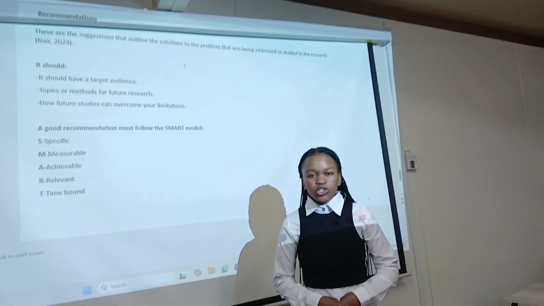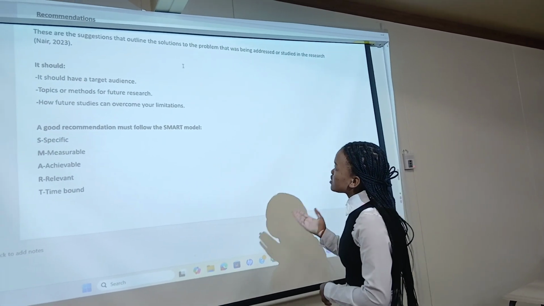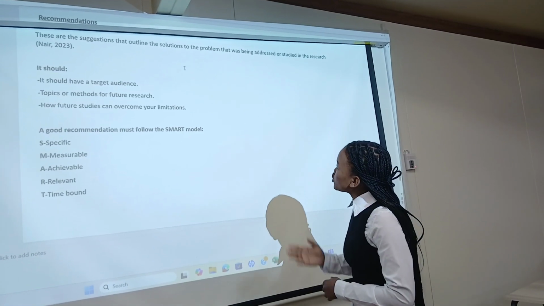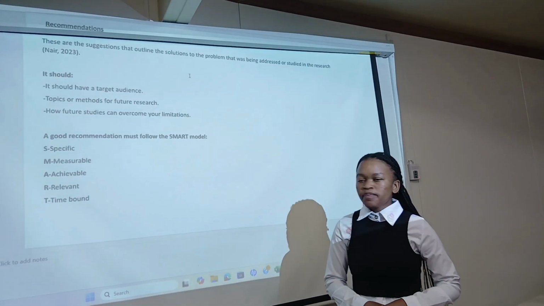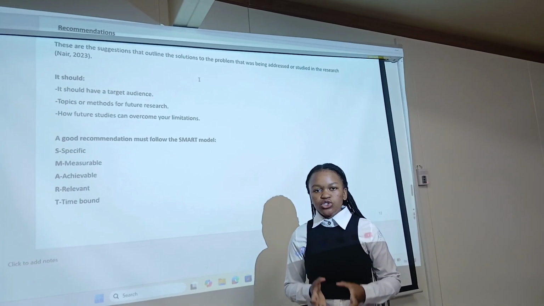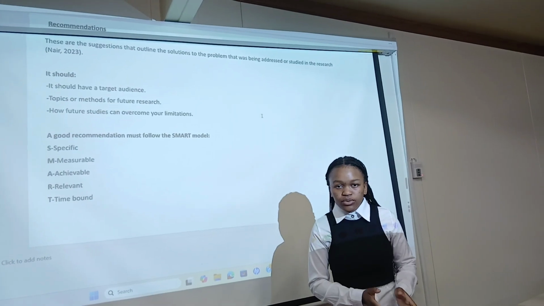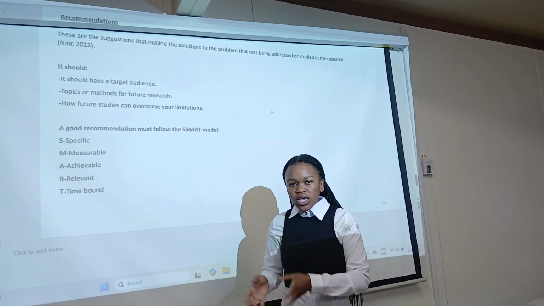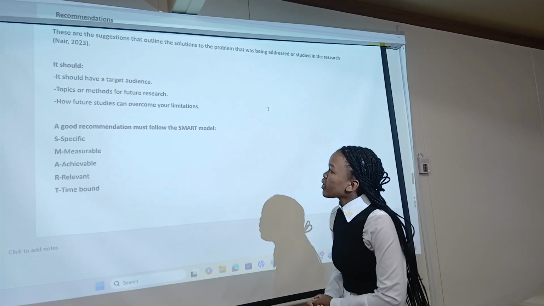Moving on, I'll be taking you through the recommendations. So, these are the suggestions that outline the solution to the problem that was being addressed or studied in the research. It should have a target audience. Your recommendations should indicate who exactly they are for. For example, the government should. It indicates that these recommendations are for the government.